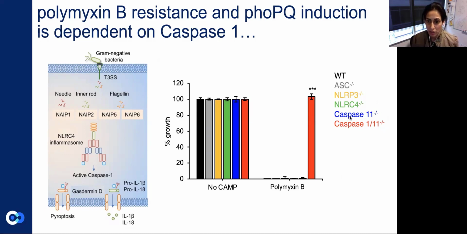And again, we use the Caspase 111 double knockouts, and we also use the Caspase 11 single knockout. And the gist essentially is that none of these upstream inflammasome components is required for imparting this antimicrobial resistance. We see this phenotype only in the Caspase 111 knockout and only in the Caspase 1 single knockout.